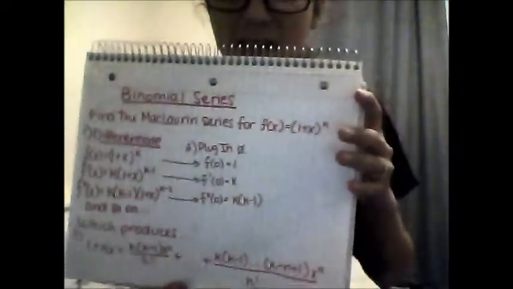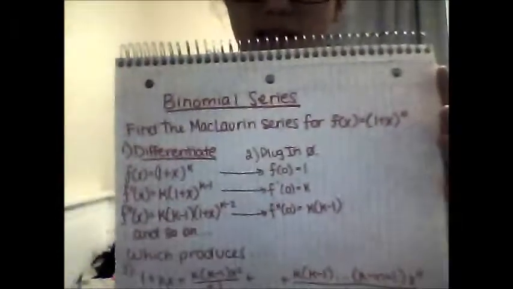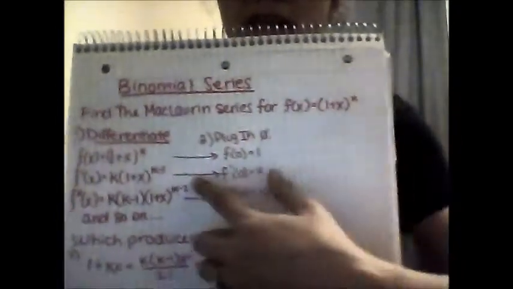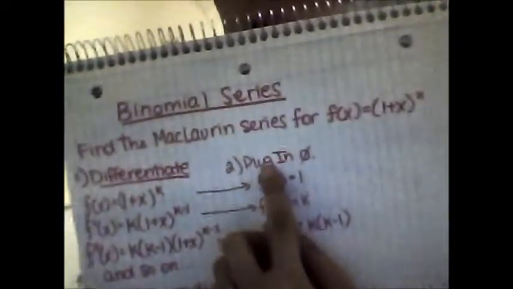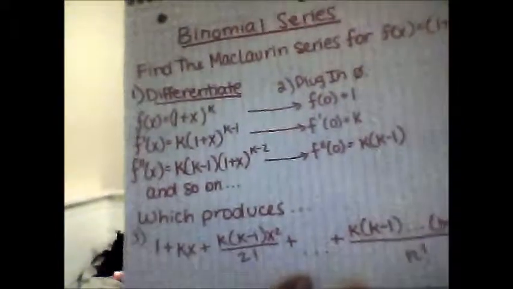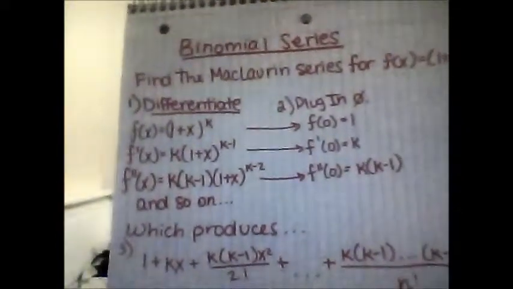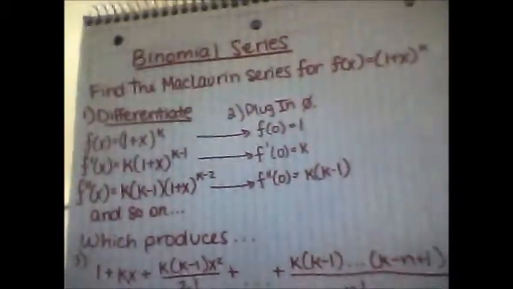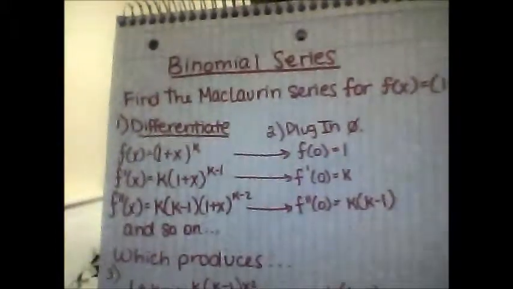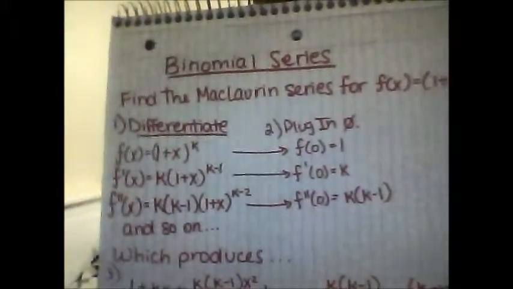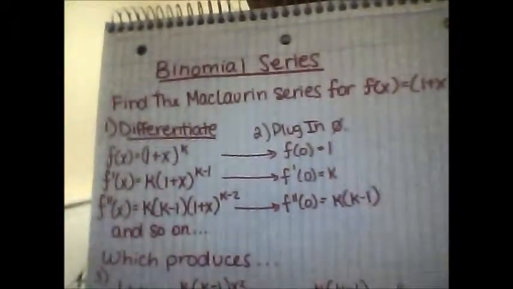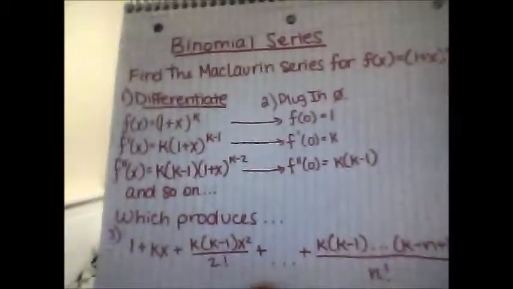So what I have here is my example. The directions were find the MacLaurin series for f of x is equal to 1 plus x raised to the k. So the first thing I did over here is I differentiated, through chain rule like you would do with anything else. We don't have any actual numbers, but I'm pretty sure everybody's familiar with chain rule. So our f prime would be k times 1 plus x raised to the k minus 1, f double prime is k times k minus 1 times 1 plus x raised to the k minus 2, and so on.